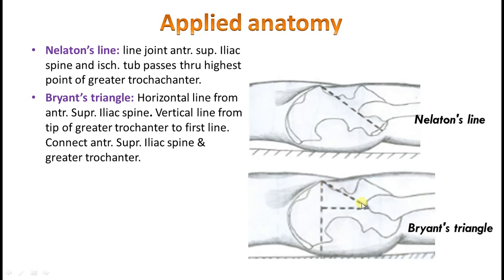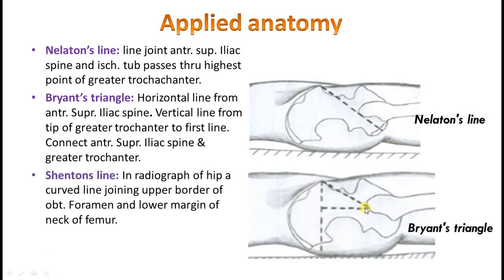Then you have Bryant's triangle. You draw a horizontal line from the anterior superior iliac spine. Then you draw a vertical line from the tip of the greater trochanter to it. Then you connect another line from the anterior superior iliac spine to the tip of the greater trochanter, that is actually called Bryant's triangle. Again, the contour of the triangle helps to give an idea whether there is a dislocation of the hip. Bryant's line measures the distance between the anterior superior iliac spine and the greater trochanter, which should be approximately 5 centimeters.